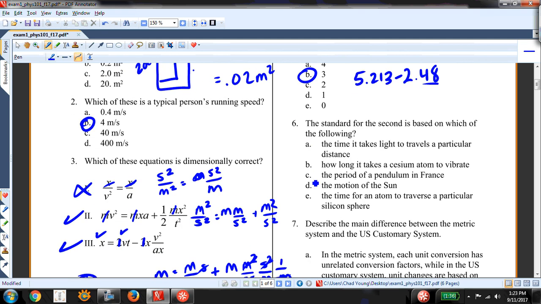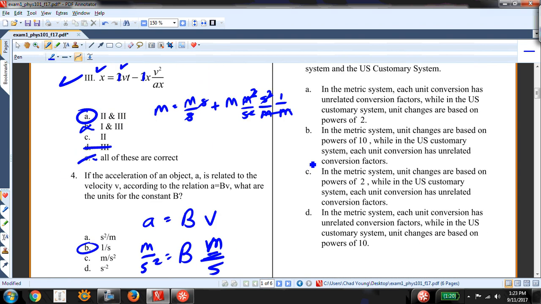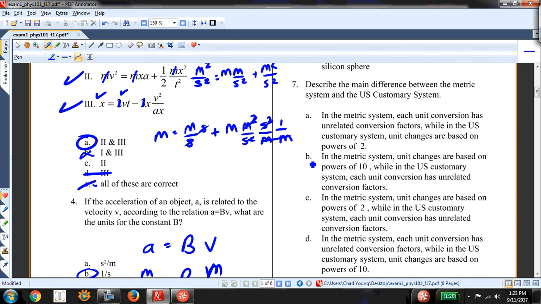Standard for the second is based on cesium atom. Which of these is true? This came straight from your OpenStax. Metric system, the changes are based on the power of 10, but in the US, the British system, we have unrelated, so B is the right answer for number 7.